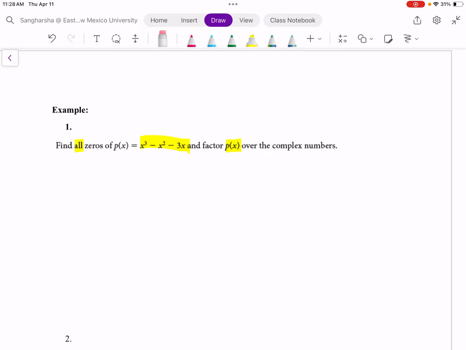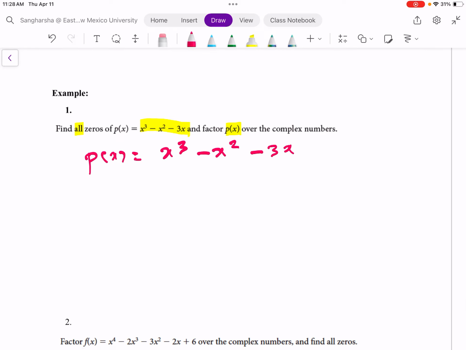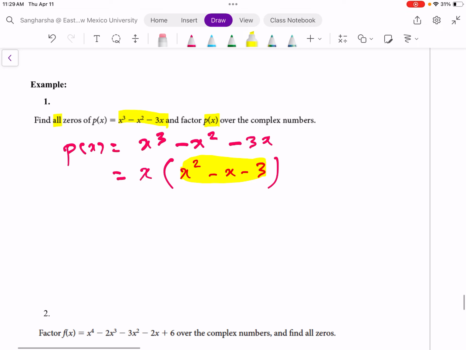Our function is p of x equals x cubed minus x squared minus 3x. In order to find the zeros, if we factorize, it's easy to find them. So let's factorize this. The common factor is x, right? In each term we have x as a common factor, so let's factor out x. So we have x squared minus x minus 3. Now can we factorize this expression with a factorization method, or might we need to use our quadratic formula? Can we use the FOIL method?